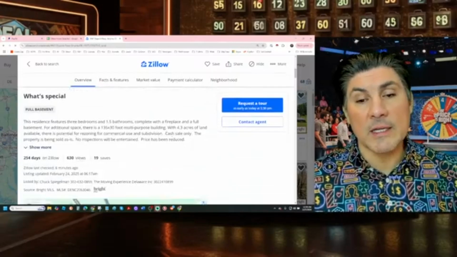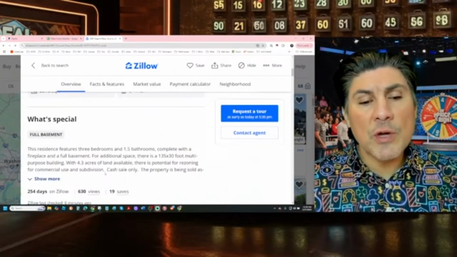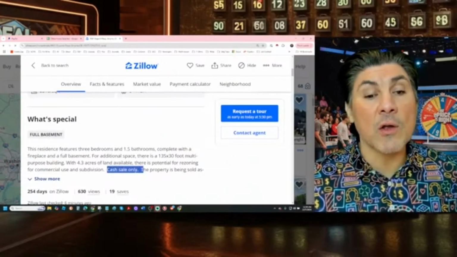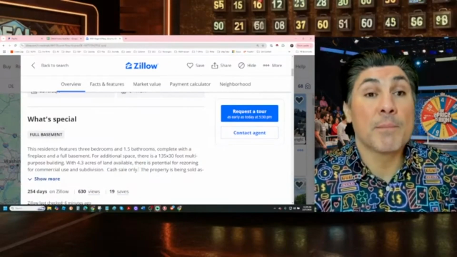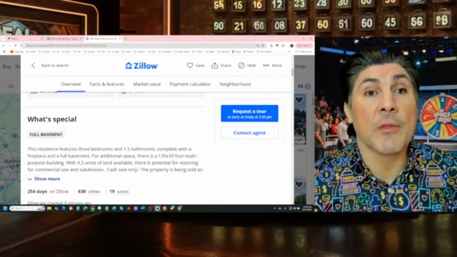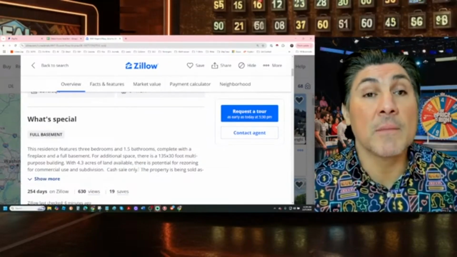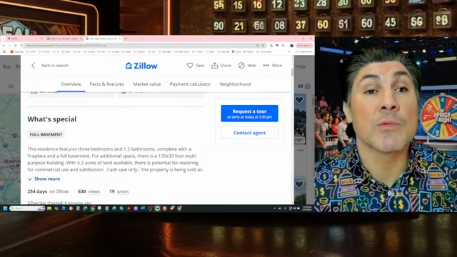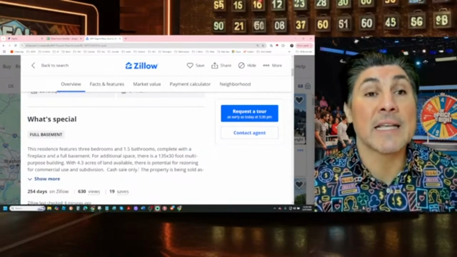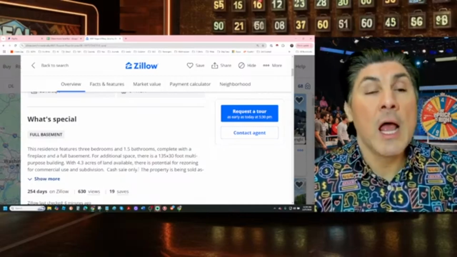So let's look for the key phrase cash. Look, it's right here. It says cash sale only. Now, when you hear the remarks that say cash sale only, that is for a few different reasons. Number one, it cannot be financed, okay? So there are probably repairs that need to be made to the property that are going to prevent it from being financed, which is why the agent is saying that it is a cash only sale.